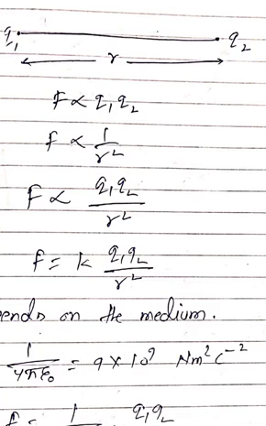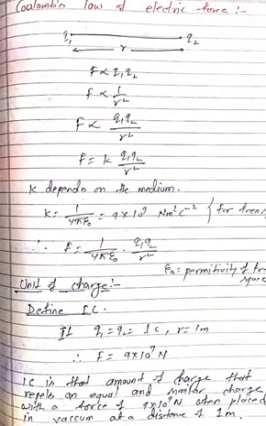In a combined form, we will write F proportional to q1 q2 by r square. And we know that to remove the proportion sign, we need to give an equal to sign and a constant. So F equals k q1 q2 by r square. Here k is a constant that depends on the medium.